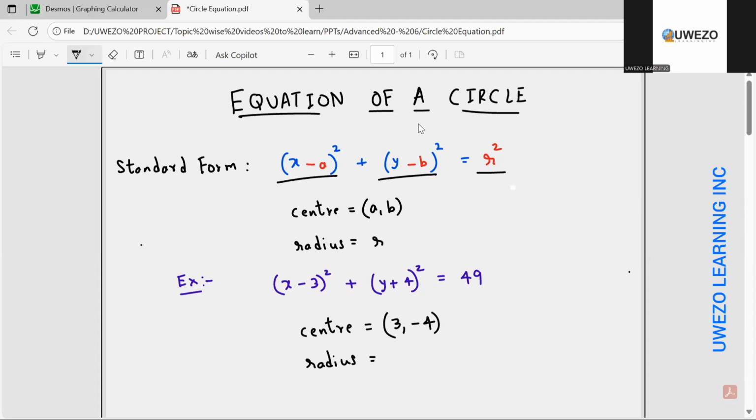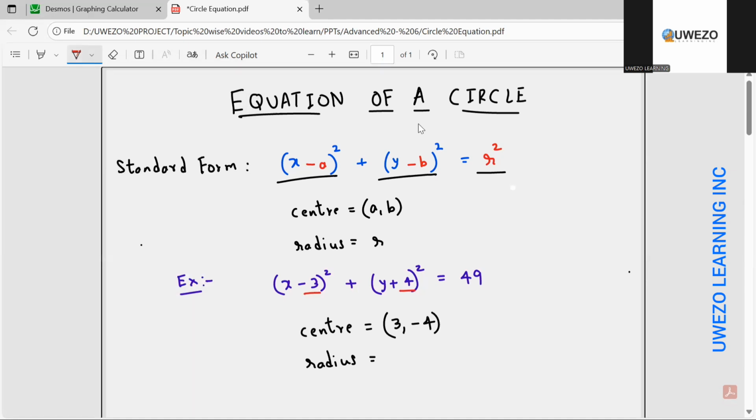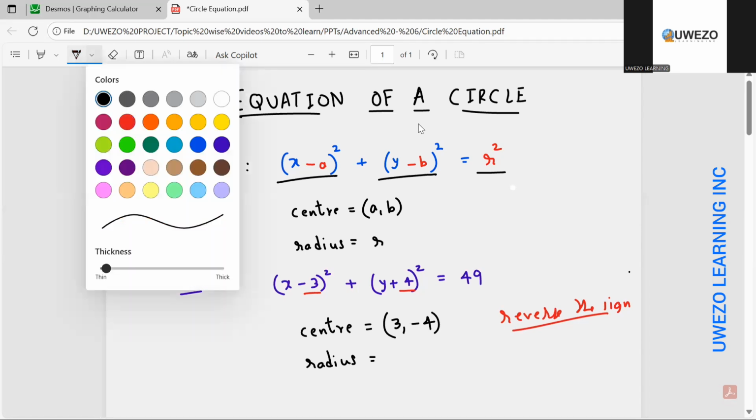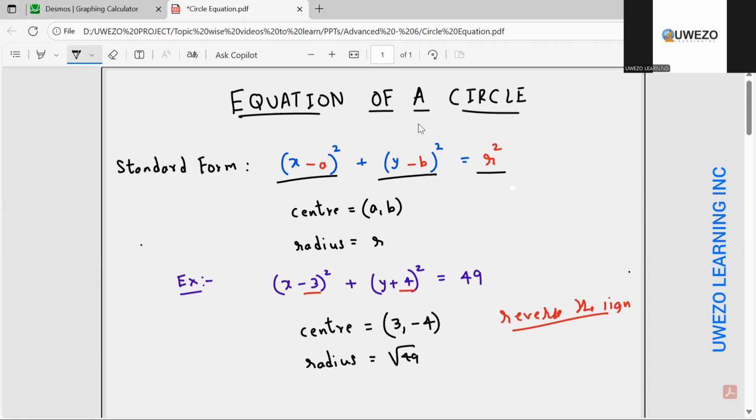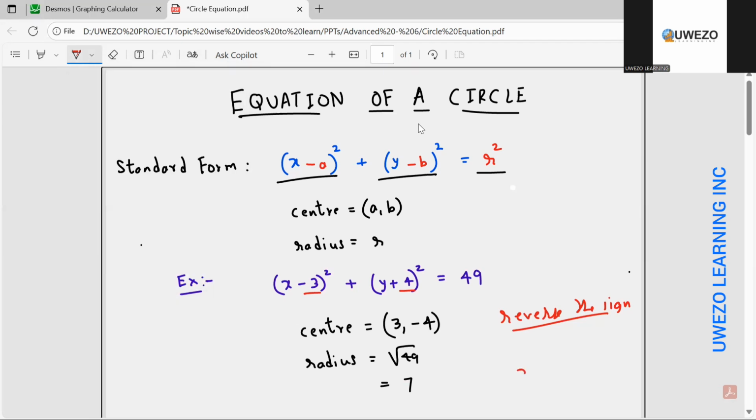Now here we need to reverse the signs of the two constants given in the equation on the left hand side. So reverse the sign to get the coordinates of the center. And to find the radius, we know r square is 49. So the radius r would be square root of 49, which would be equal to 7. So to find the radius, you need to square root the constant present on the right hand side.